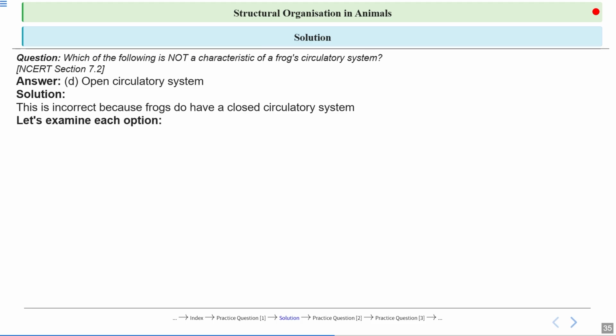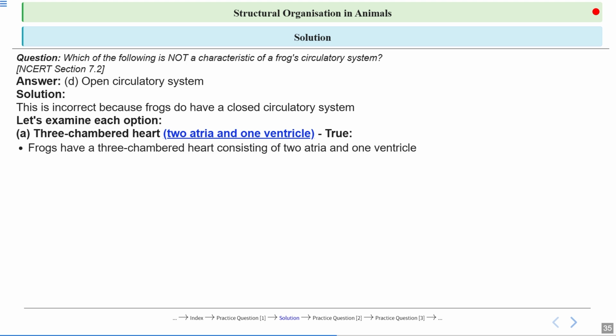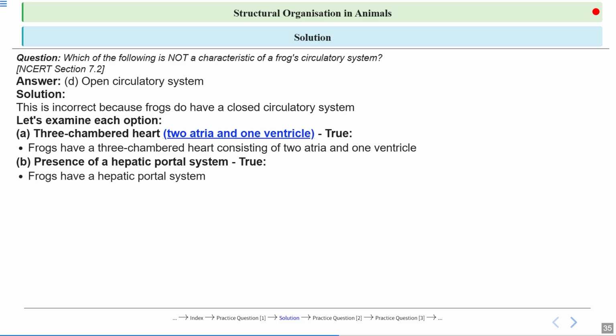Let's examine each option. 3-chamber heart, yes, it is true. 2 atria and 1 ventricle is a very important feature of amphibians. Frogs have a 3-chamber heart consisting of 2 atria and 1 ventricle. B. Presence of hepatic portal system. Yes, they have 2 different types of portal system: hepatic portal system and renal portal system. A very important thing we see in the case of frog, right? This is also true, the frogs have a hepatic portal system. This system carries blood from the digestive tract back to the liver. They take blood to the liver.